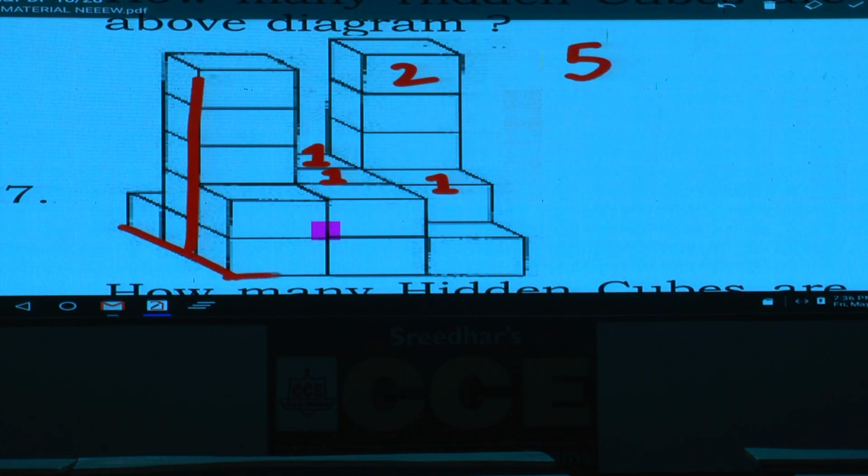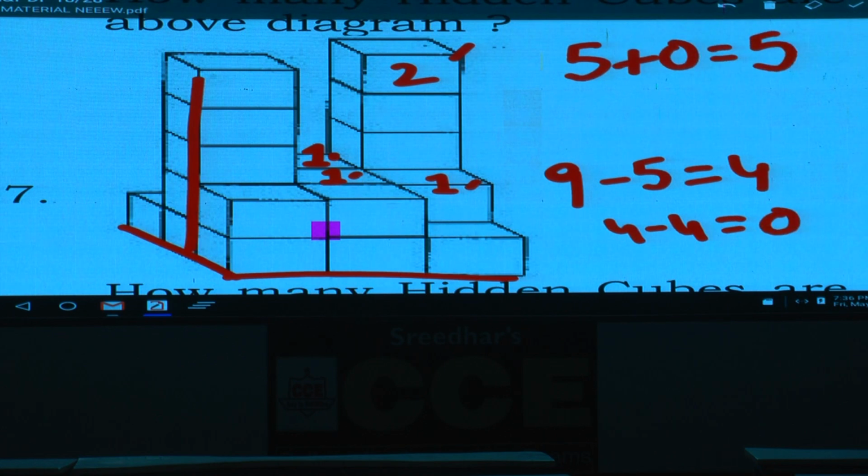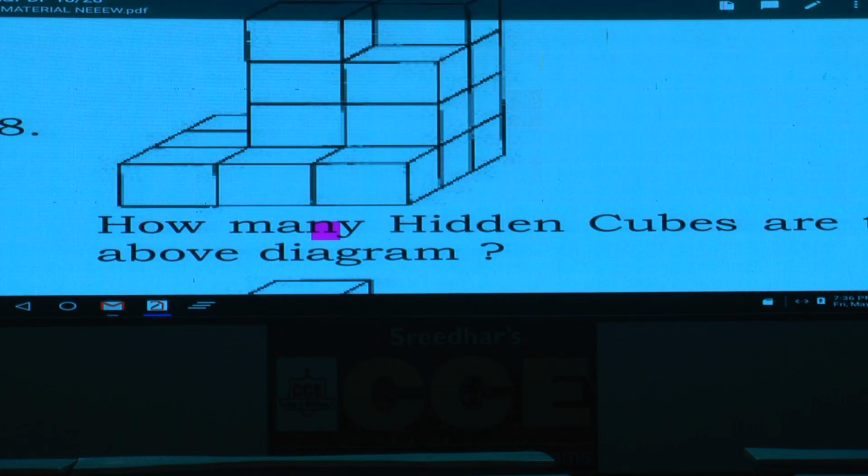Then we have to look at the bottom. 3 into 3 it is 9. Out of these 9, 5 are seen. 9 minus 5, 4 cannot be seen. Out of these 4, 1 here, 1 here, 1 here, 1 here were already counted. And so 4 minus 4, that is 0. And so 5 plus 0, it is 5. Clear? And so total, there are 5 hidden cubes. 27, 5. Then question number 28.